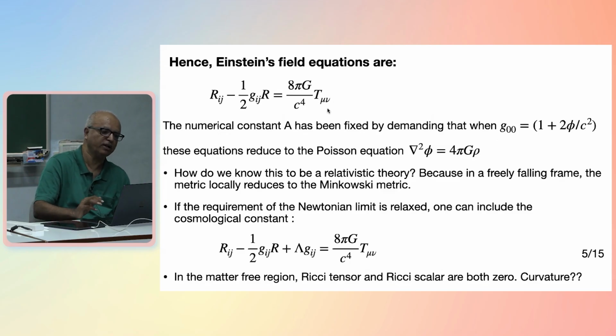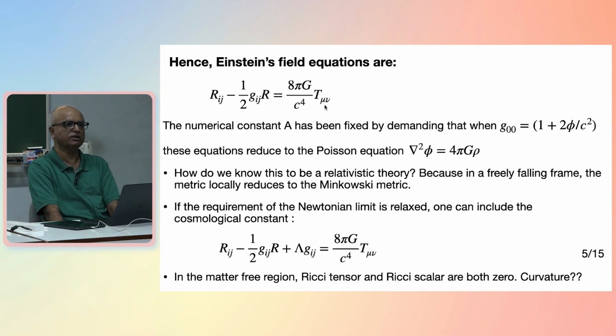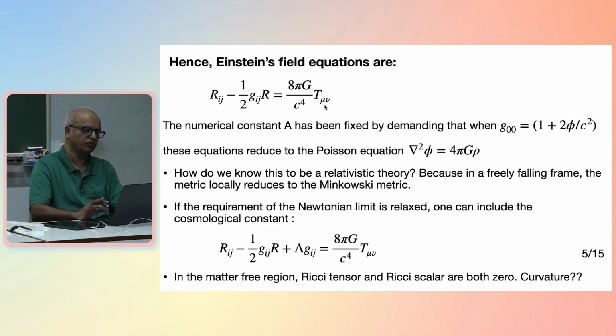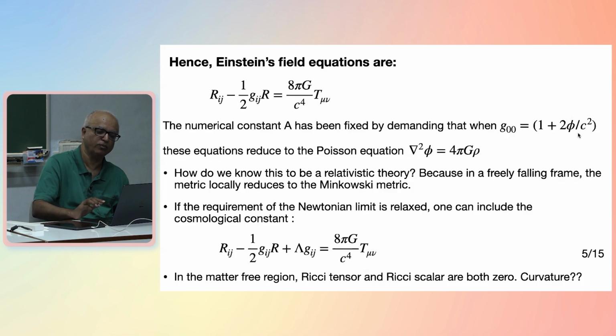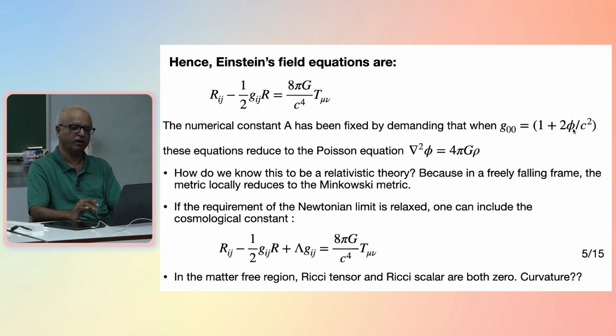Slow moving, non-relativistic. There is only one component, T00, the energy density. Yeah? Because also that's what should come in the Poisson equation. And in that limit, the metric has only one non-zero dominant component, that is G00, from which I define a potential phi using this equation, with 2 phi by c square much less than 1.